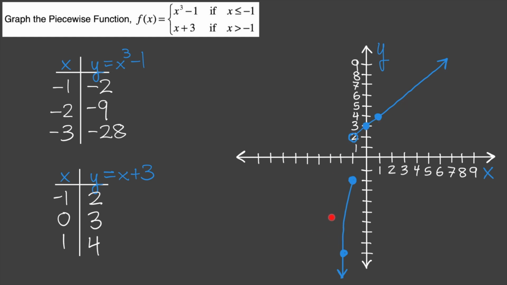Notice it's a piecewise function because it's kind of like a puzzle piece. Here's your one puzzle piece, and here's the next puzzle piece. And this function here is the x cubed minus 1. So I'll go ahead and write that here. So this function was the x cubed minus 1 function. And then this one up here was the y equals x plus 3 function. And they're each defined in their respective domains here.